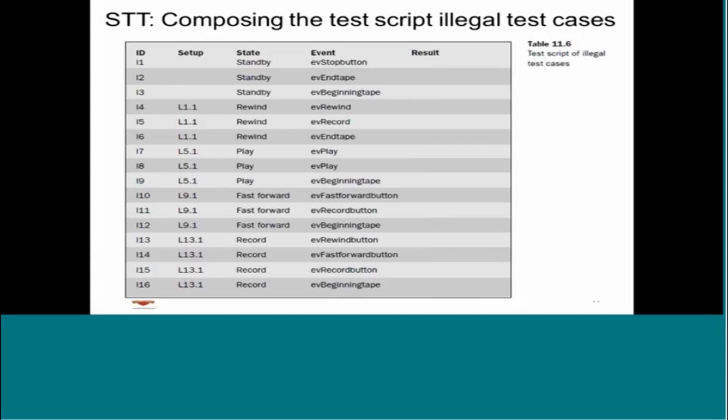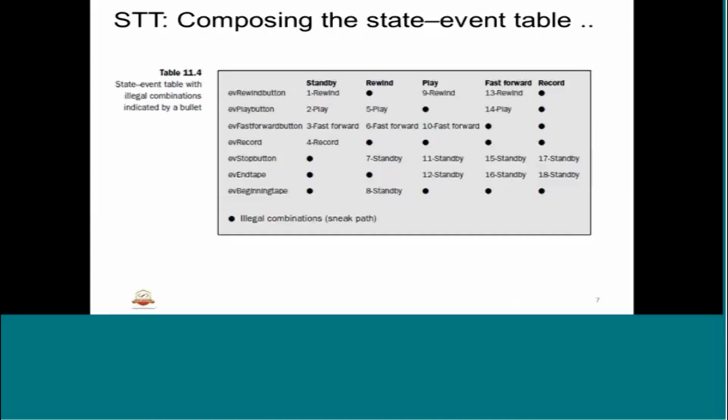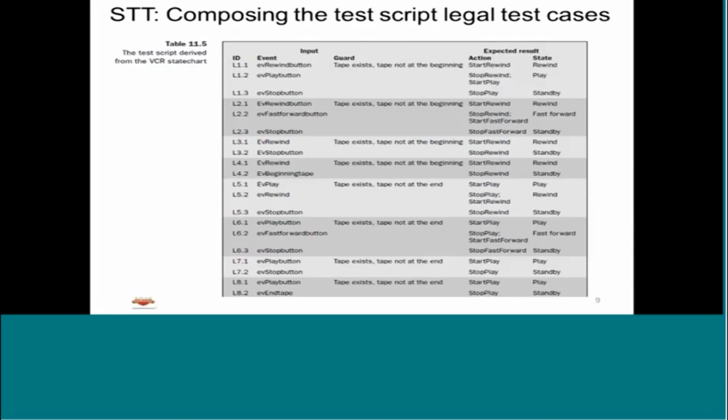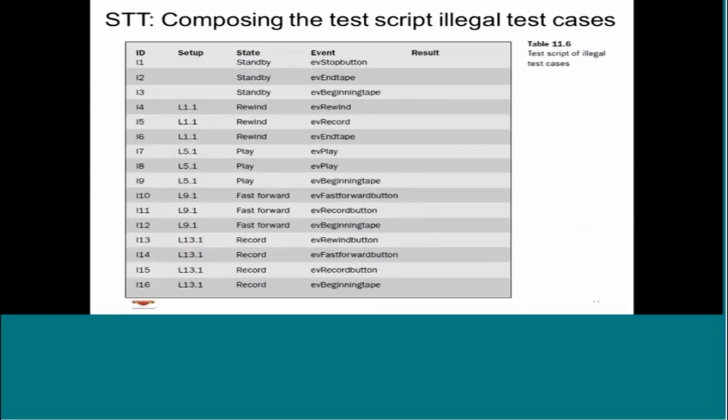For each of these illegal combinations, we are going to identify them uniquely with IDs: illegal 1, illegal 2, illegal 3, like this. There are about 16 illegal events or combinations that can be done. So let's see how many there are here. Yeah, about 3, 3, 6, 9, 12, 16 illegal combinations are there.